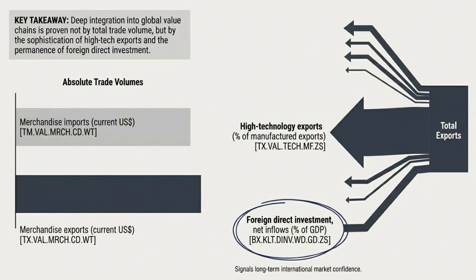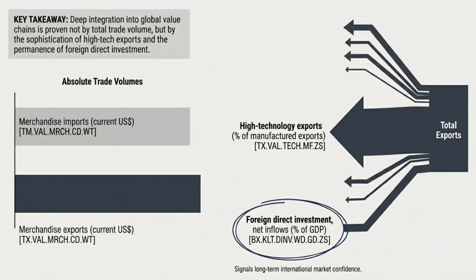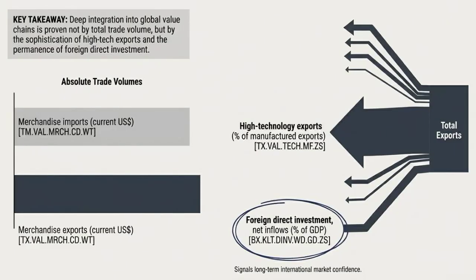No. And what's fascinating here is the data tells us that volume is essentially an illusion without complexity. Shipping raw bauxite doesn't require a sophisticated domestic economy. It just requires shovels and ships. Right. If the global price of bauxite drops, that country's economy collapses overnight. So the data set forces us to look past raw tonnage and zero in on a very specific indicator: high technology exports as a percentage of manufactured exports.